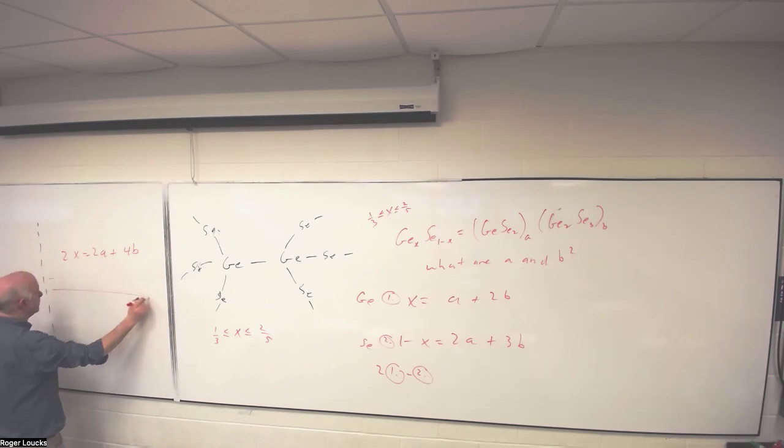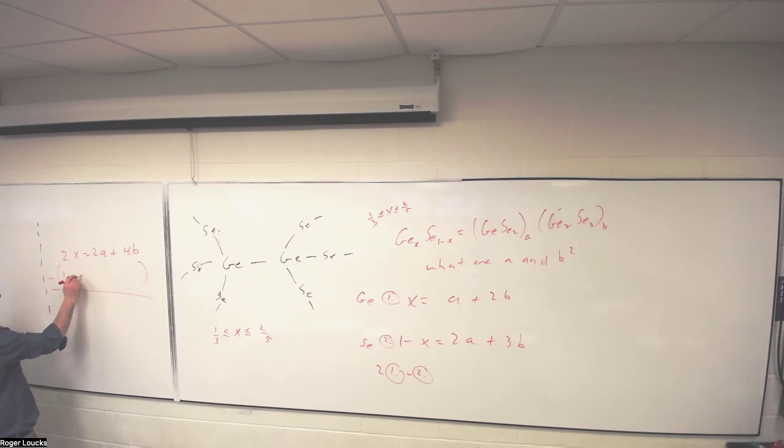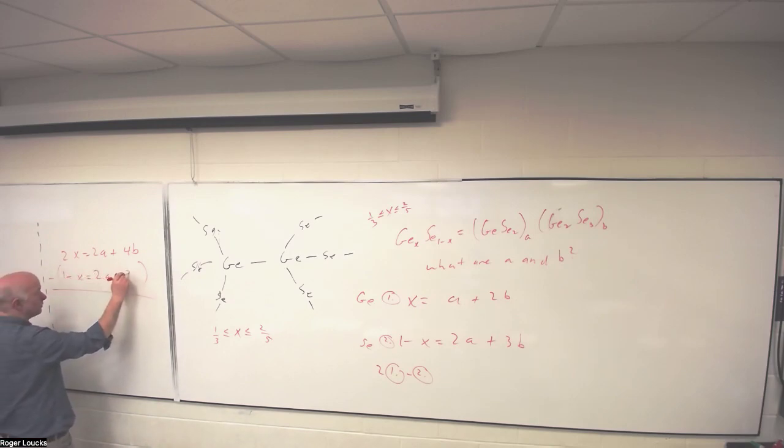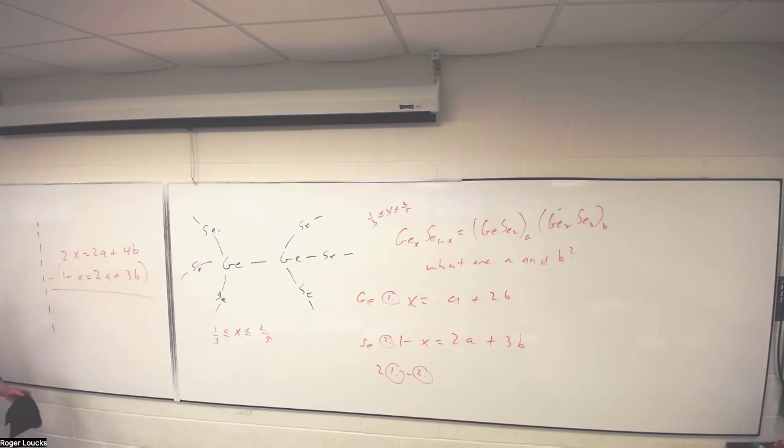We're going to subtract from that. 1 minus x equals 2a plus 3b. The 2a's go out, so this side here gives me 2x minus x plus 1 equals then b. This tells me that b equals.